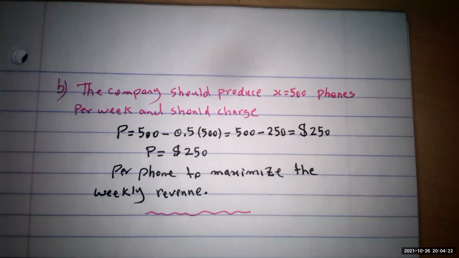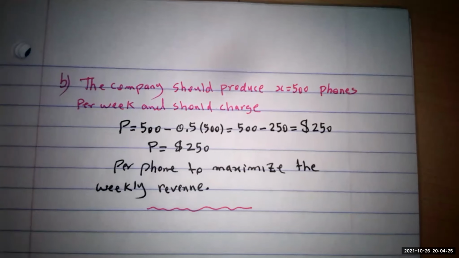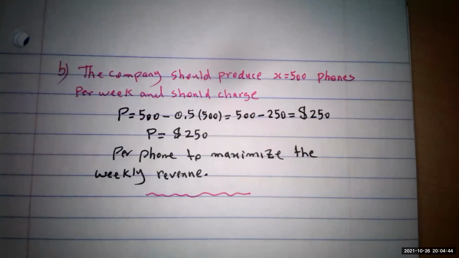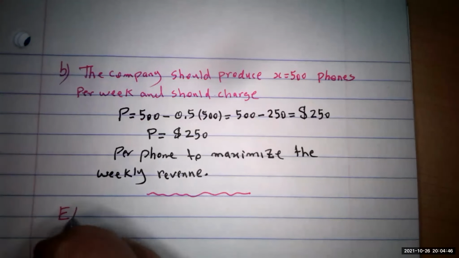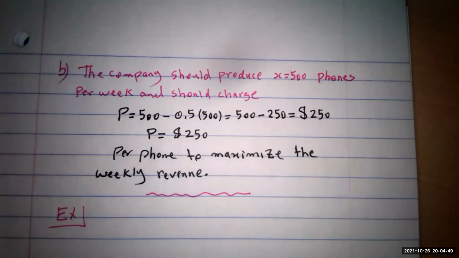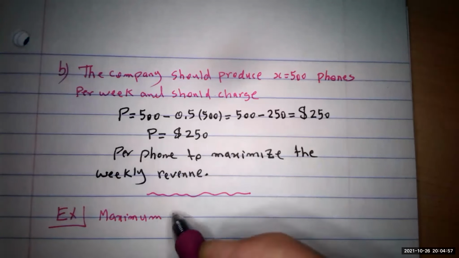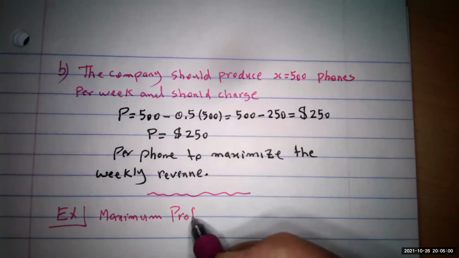So that was the revenue problem. Now we are going to have a profit problem. Any questions so far? So we give you another one. We go to the profit problem. So what is going to be the next example? The next example is going to be a maximum profit problem.